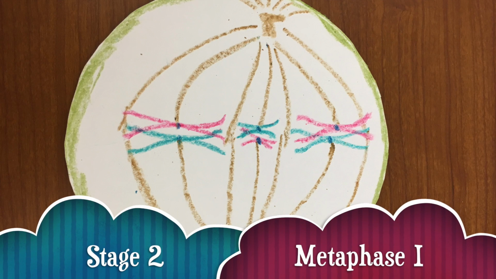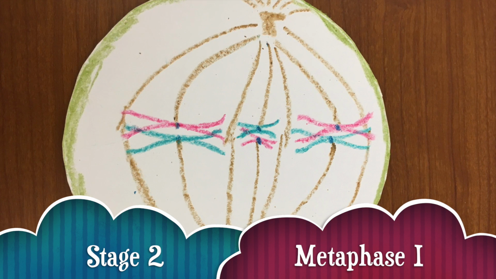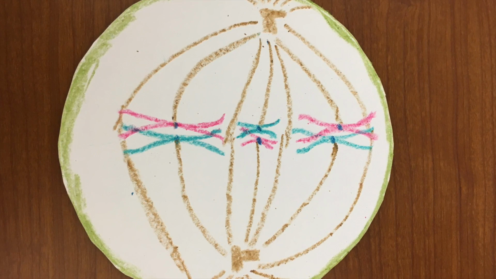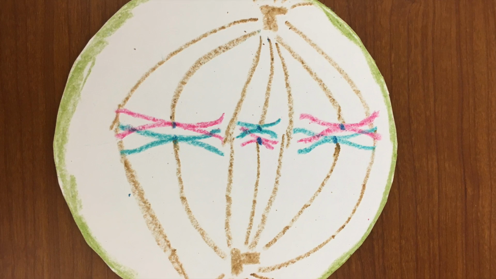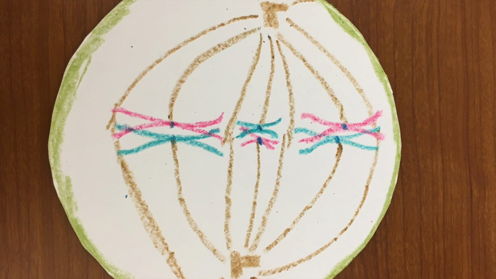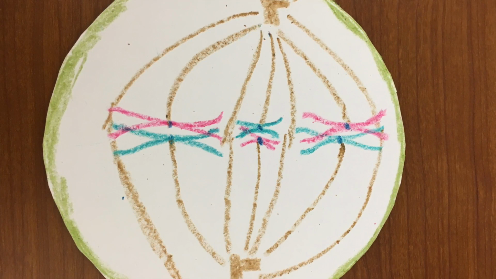The second stage of meiosis I is metaphase I. In metaphase I, the nuclear envelope is fully dissolved. Pairs of homologous chromosomes move to the equator of the cell also. In addition, centrosomes are located at the poles. With this arrangement, the homologous chromosomes are poised to move toward opposite poles of the cell.